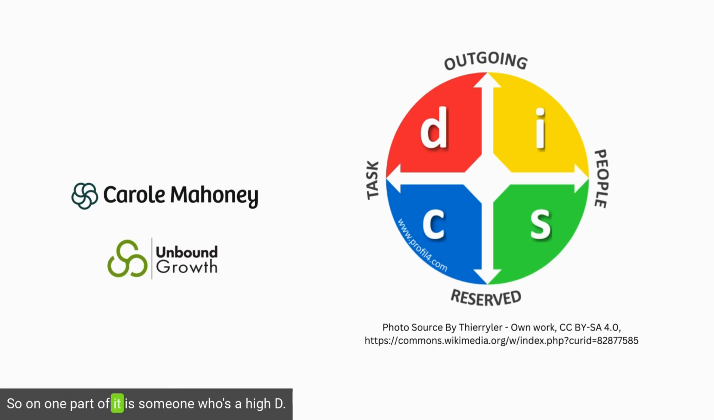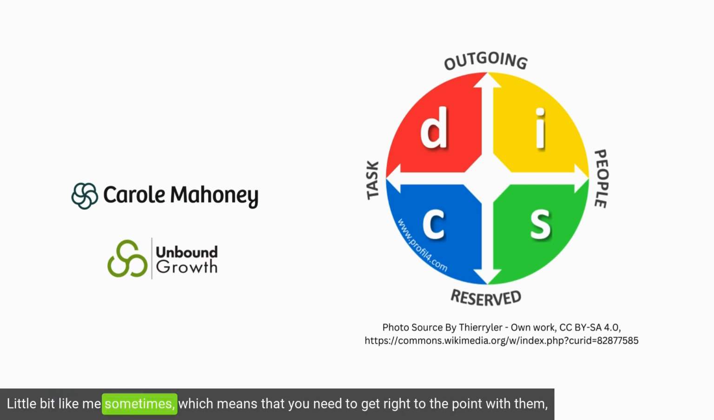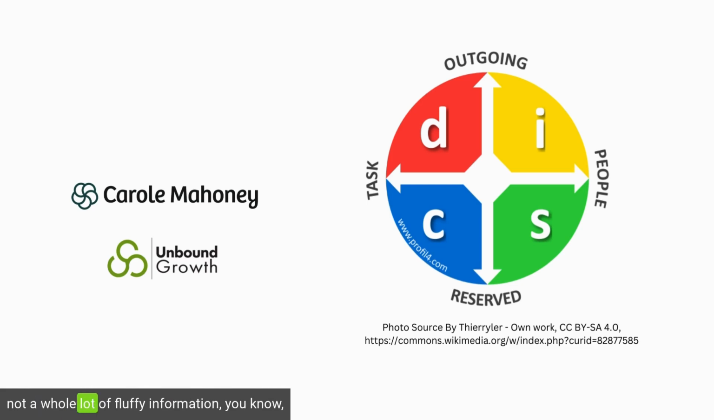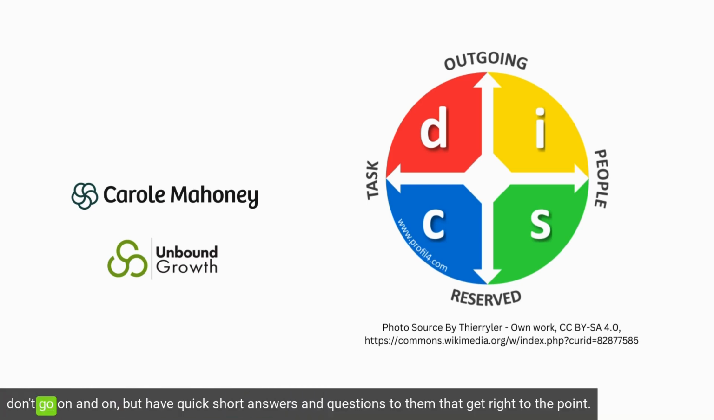So one part of it is someone who's a high D. Now, these people are very direct, to the point, and blunt, a little bit like me sometimes, which means that you need to get right to the point with them, not a whole lot of fluffy information. Don't go on and on, but have quick, short answers and questions to them that get right to the point.